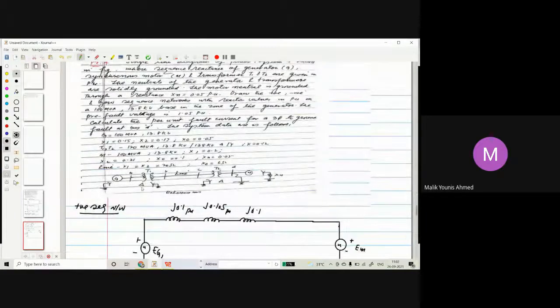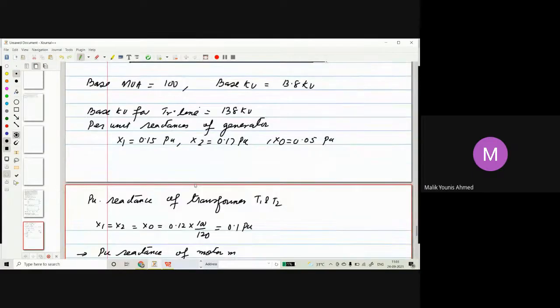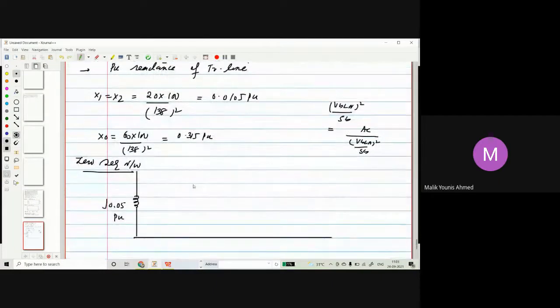After that, what do we have? We have a transformer. The primary side of the transformer is delta, so we'll be moving like this. Just have a look at how we can draw this.